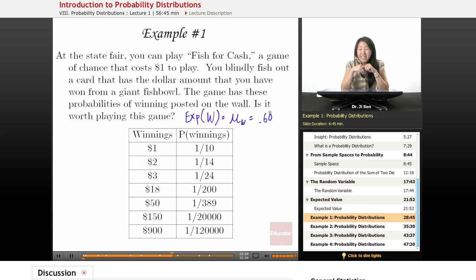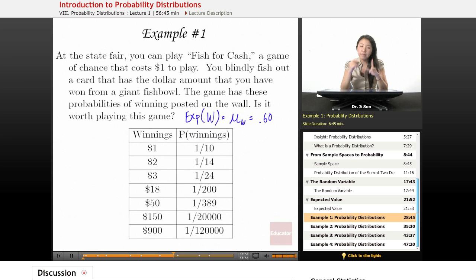Is it worth playing this game? Well, it does cost you $1 to play the game. So if you play the game over and over, let's say you play the game 100 times, that's going to cost you $100. But over time, if you multiply this by 100, you're only going to win $60 for every $100 that you spend. So that's not really worth it. Over the long haul, you're going to be losing money.